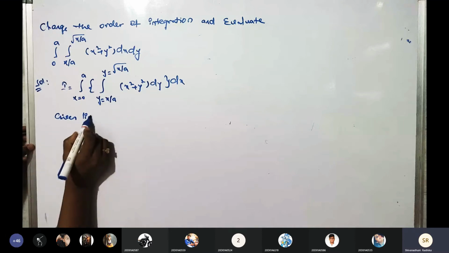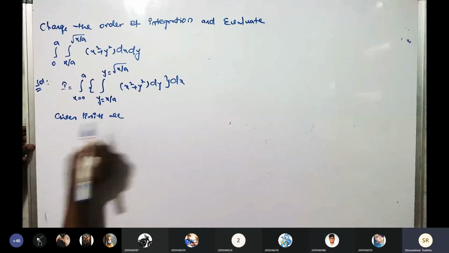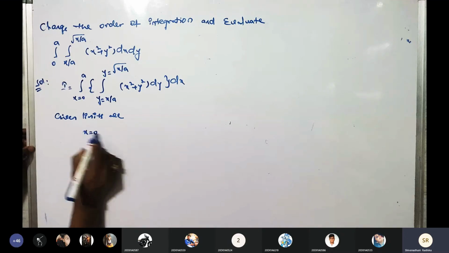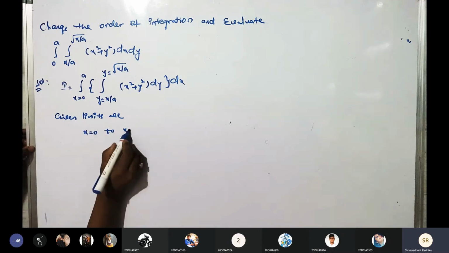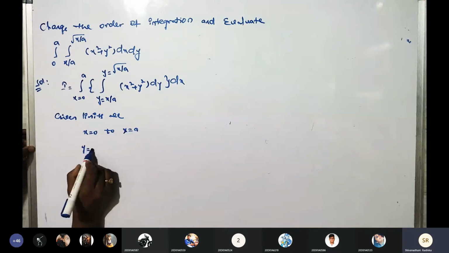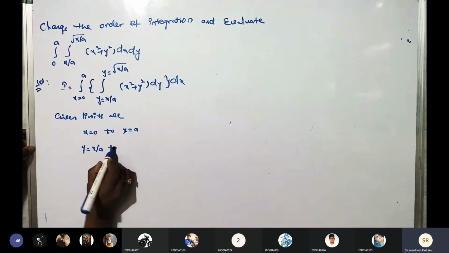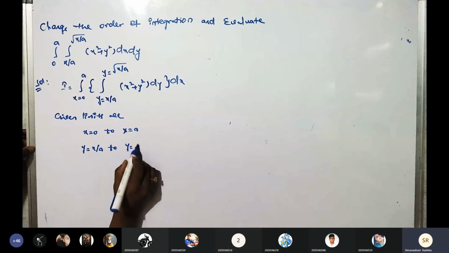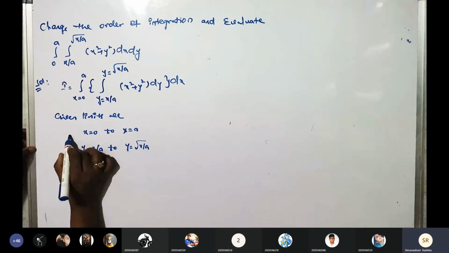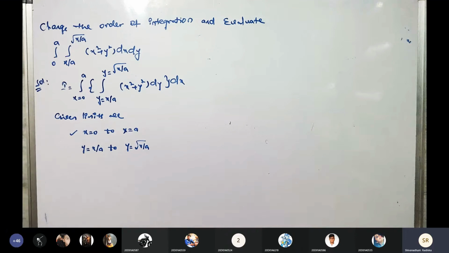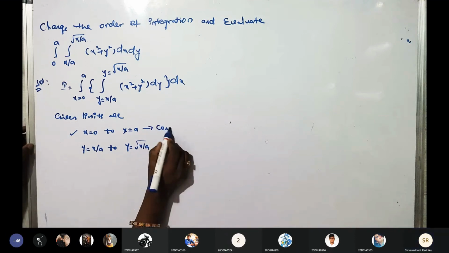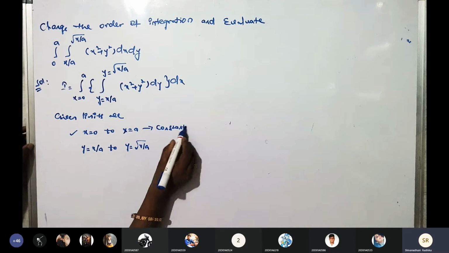I'm going to write the given limits. X limits are x equals 0 to x equals a, right? And what about the y limits? Y equals x by a to y equals under root of x by a. Is it clear? Now there is no change about the x limits because the x limits are constants here.